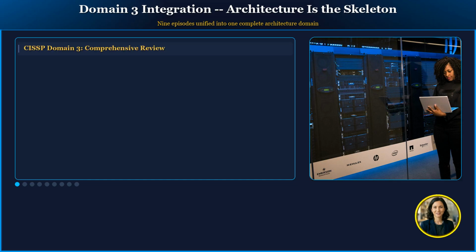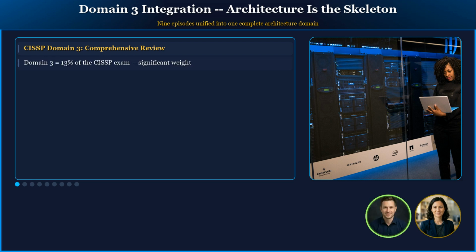This is the Domain 3 Comprehensive Review, the episode that ties together everything we built across 9 videos. Domain 3 carries 13% of the CISSP exam. Architecture is the skeleton of everything else in security, and this review shows exactly how all the pieces connect. Think of Domain 3 as the structural engineering of security. Design principles are the codes, security models are the blueprints, hardware is the foundation, and cryptography is the lock system.